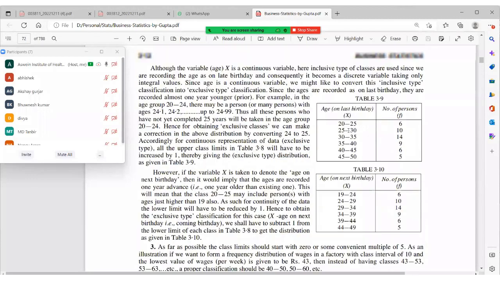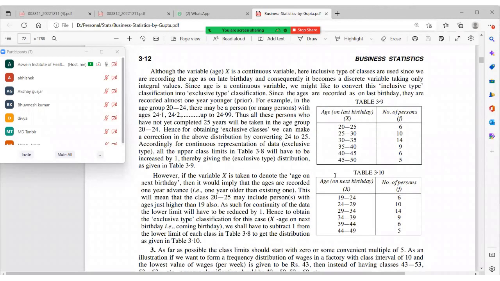See, in this, age is 20 to 25, 25 to 30, 30 to 35, 35 to 40, and so on. Right? And in this, 19 to 24, 24 to 29. So it's also similar. Come to this one.